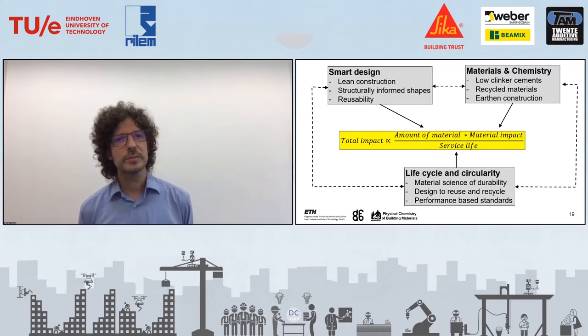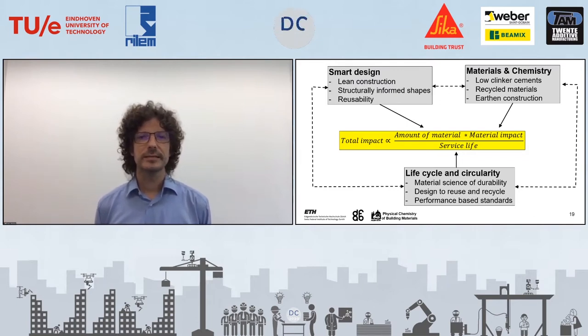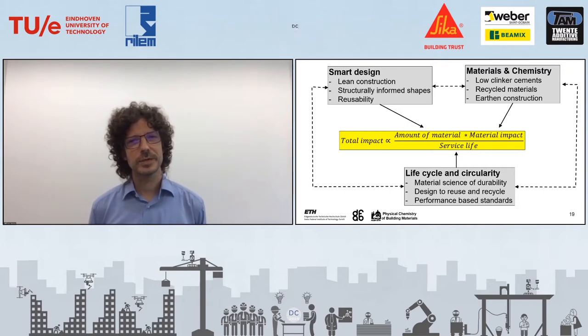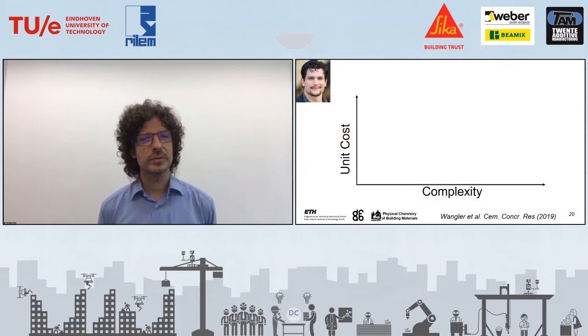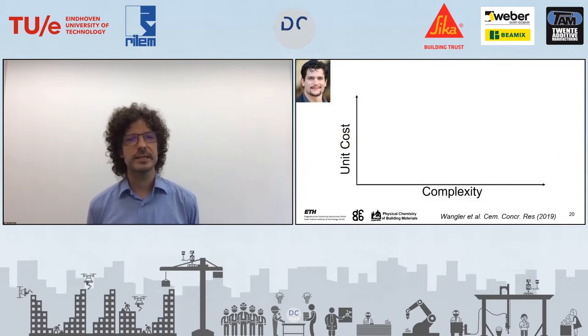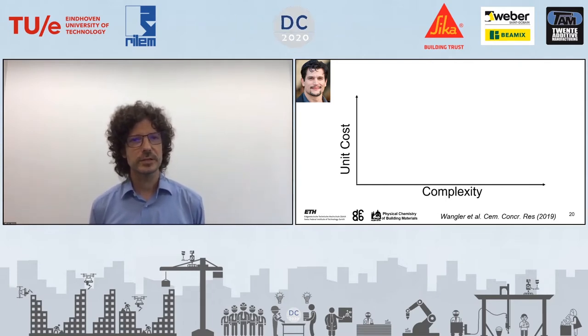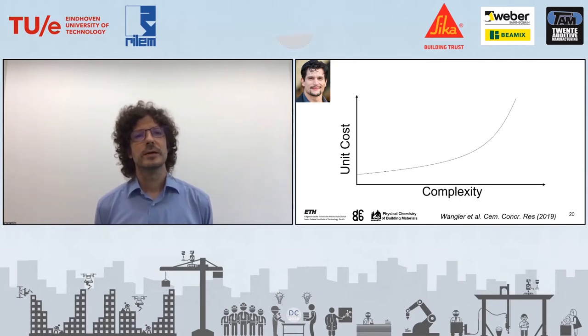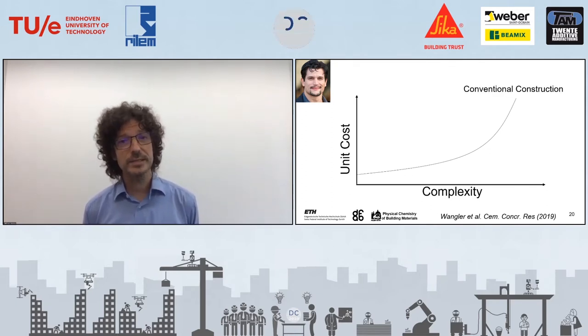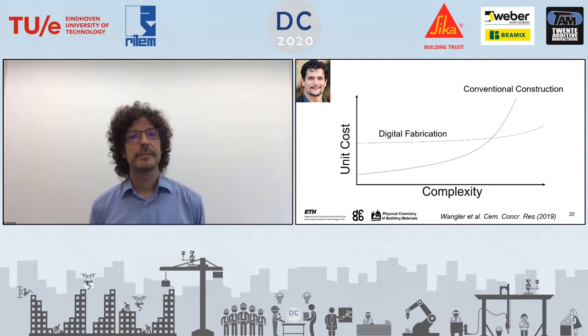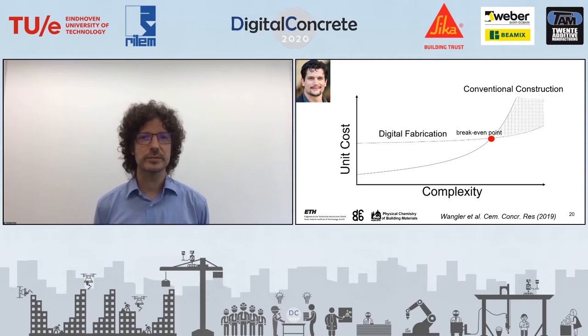This is, however, all going to be bound also to the question of cost, and in this regard, I wanted to show you this graph from my co-chair of the Digital Concrete Conference in 2018, Timothy Wangler, from his paper of 2019 in CCR. Schematically, what we argue is that for conventional construction, the cost for a given structure increases with complexity, something like that, and that digital fabrication starts at a higher level and has some crossover point beyond which construction becomes more cost effective by digital fabrication.